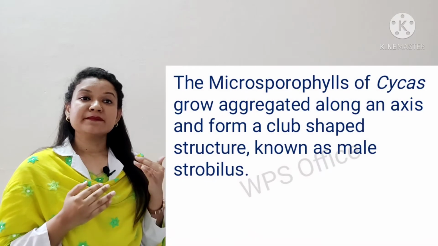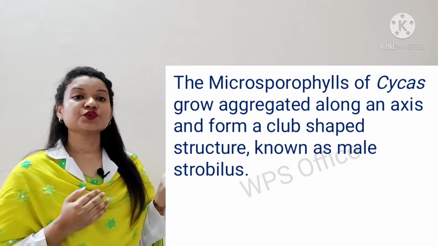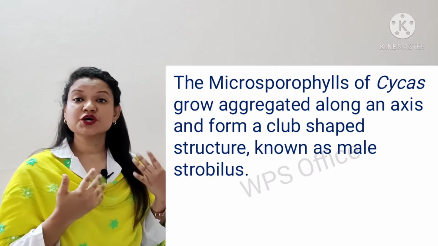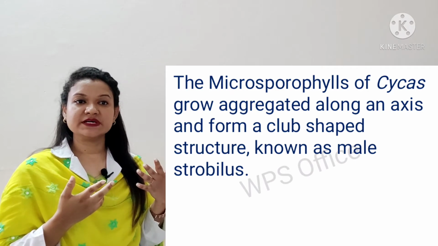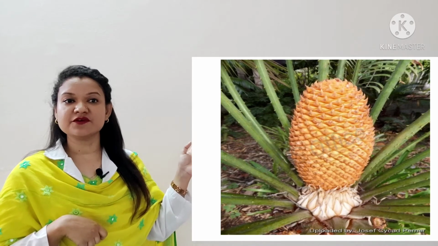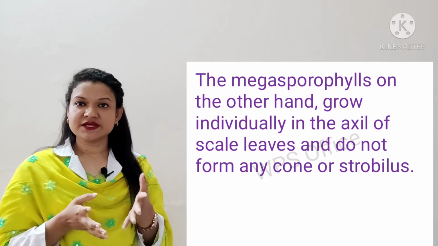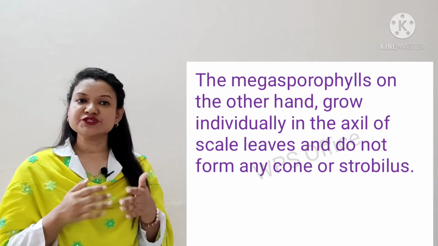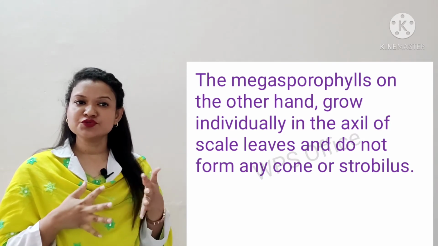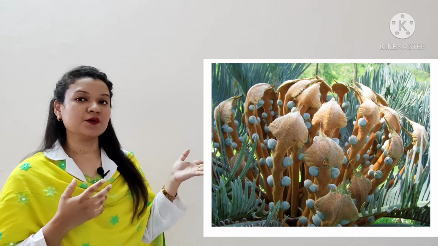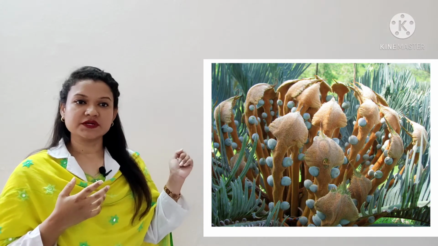The microsporophylls of Cycas grow aggregated along an axis and form a club shaped structure known as the male strobilus. You can see this is our figure of the male strobilus. And then the megasporophyll, that is our female reproductive organ. The megasporophylls, on the other hand, grow individually in the axil of scale leaves and do not form any cone or strobilus. Here you can see our female reproductive organ.